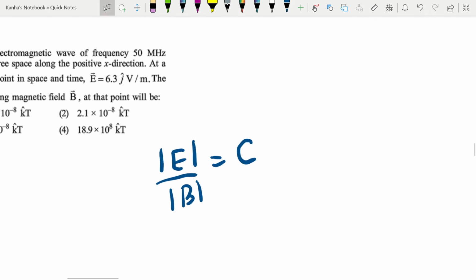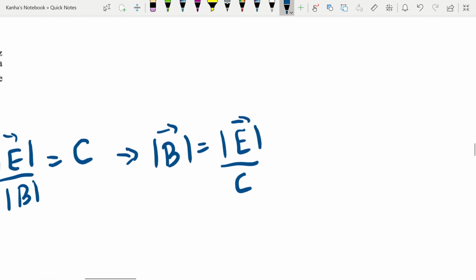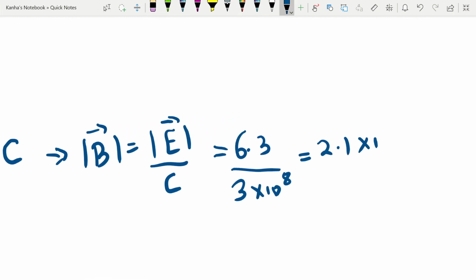So from here I can first of all calculate the mod of the magnetic field. It is nothing but mod of the electric field divided by c, where c is the speed of light. If I just substitute the values here, what do I get? I get 6.3 divided by 3 into 10 to the power 8, which gives me 2.1 into 10 to the power minus 8.